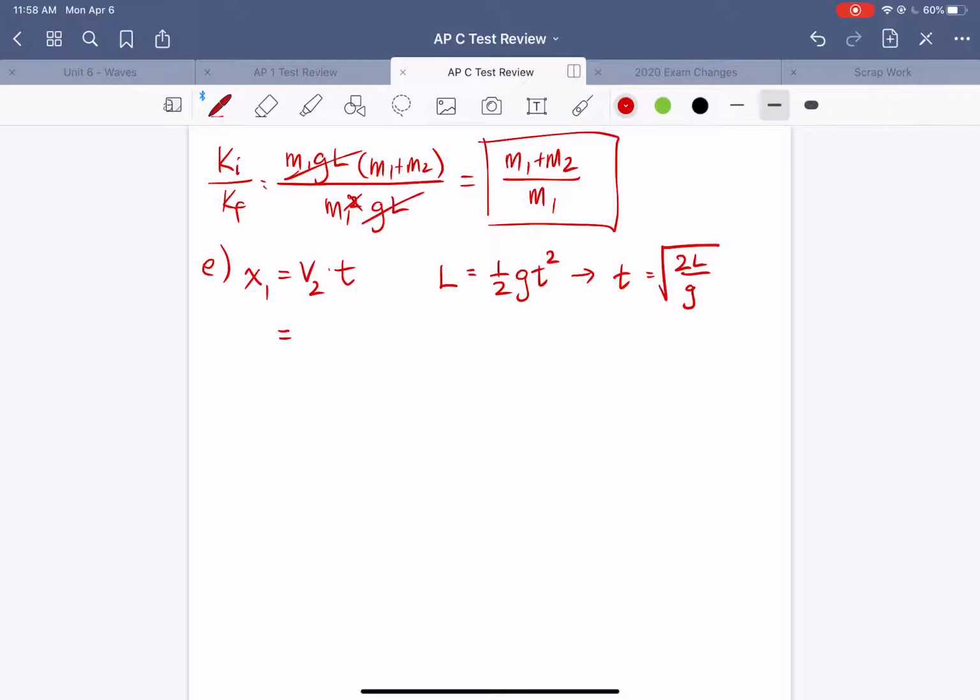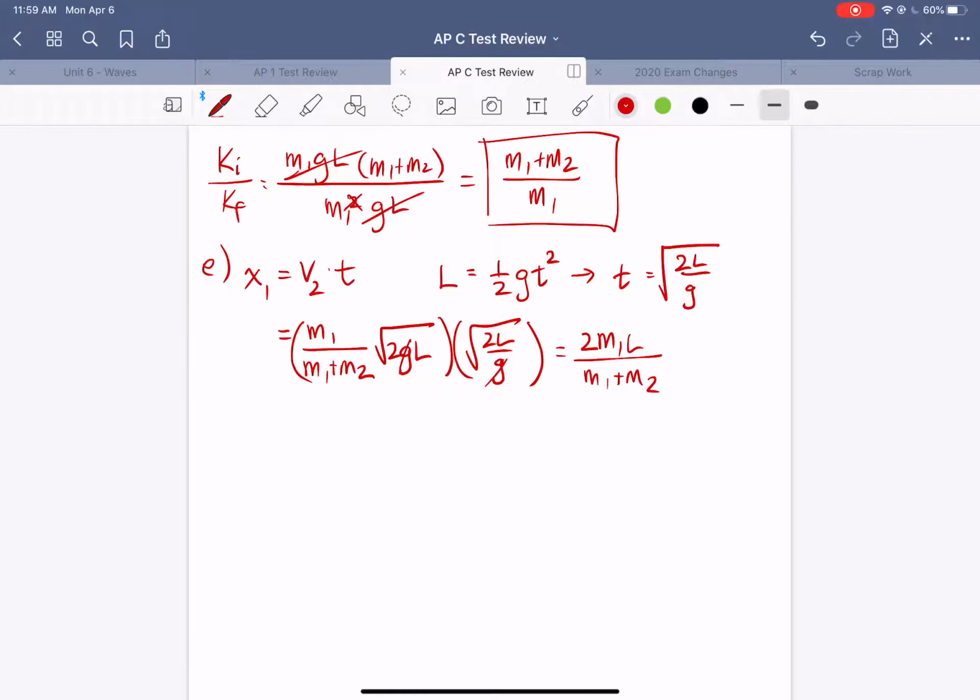All right, and then V2 is our answer to part C. That was m1 over (m1 plus m2) times root 2gl. And then the time is root 2L over g. So when we multiply these two square roots, the g's will cancel. So we have root 2L times root 2L, so the square root just goes away. We get m1 times 2L divided by (m1 plus m2).